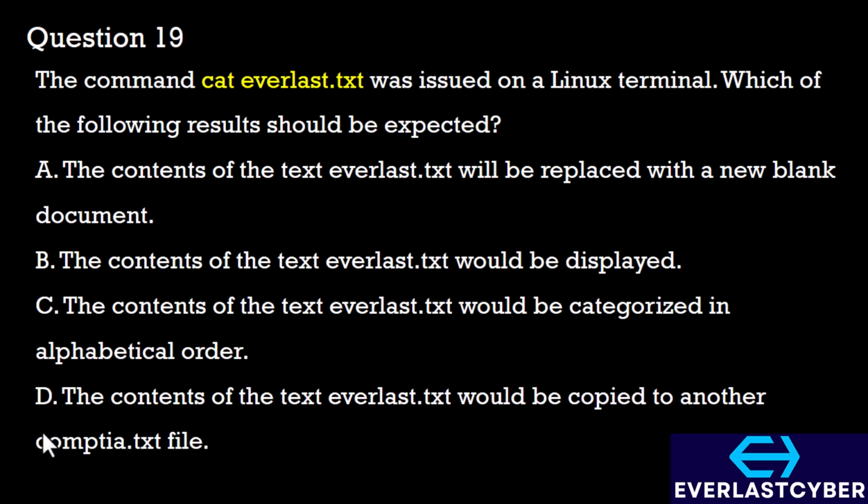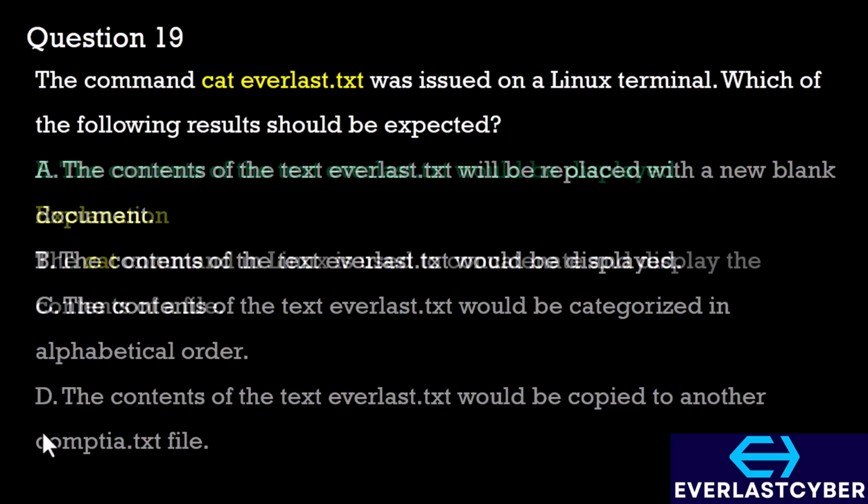The cat command in Linux is used to concatenate and display the contents of a file. So when cat everlast.txt is executed, it outputs the contents of the file everlast.txt directly to the terminal, and this allows the user to view the text within that file. So we'll be going with option B.